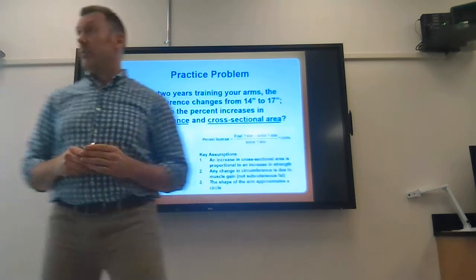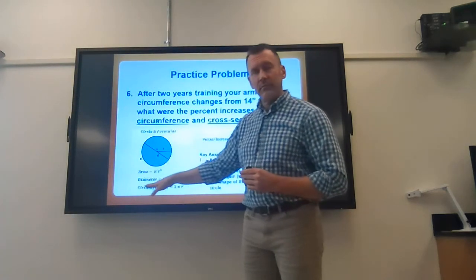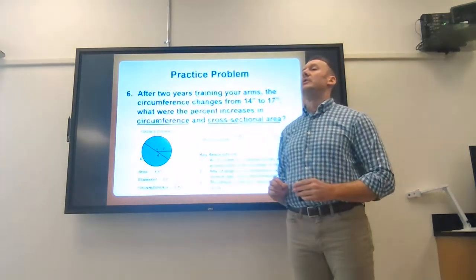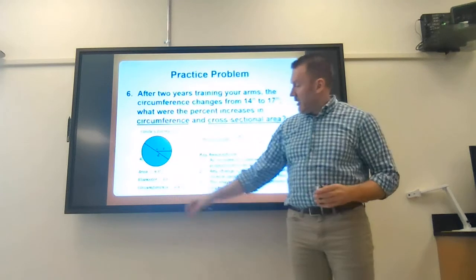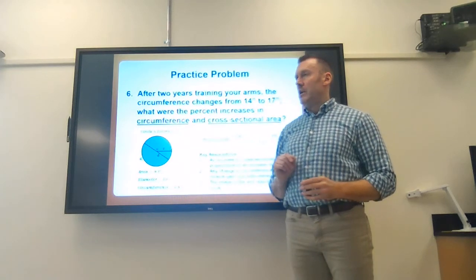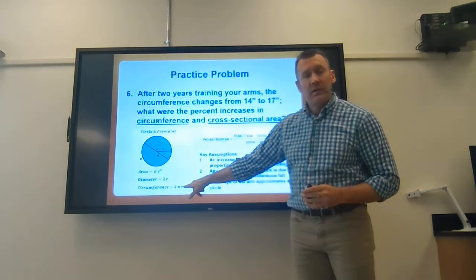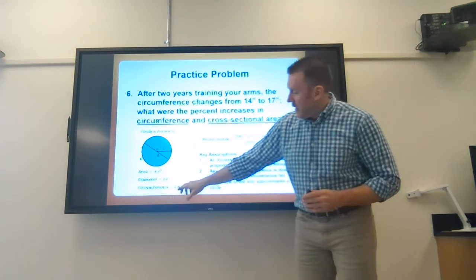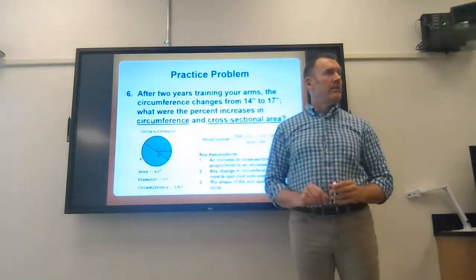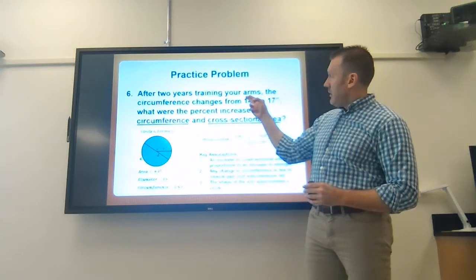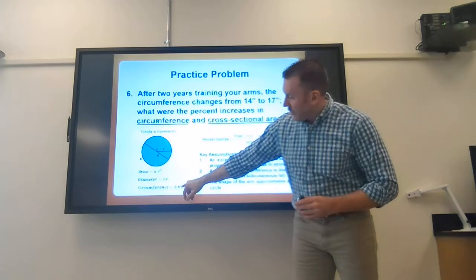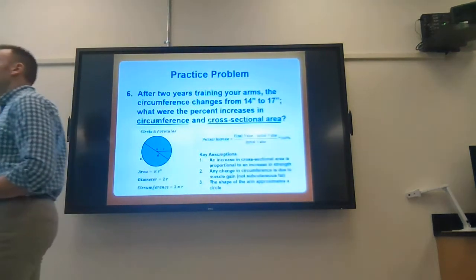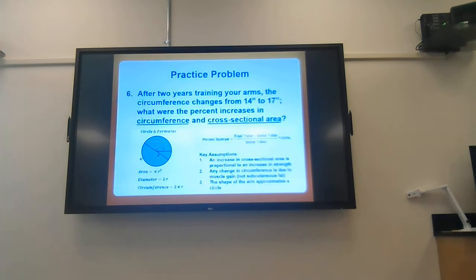Okay, so the first thing, what are we given? We're given circumference. Circumference is equal to 2 pi r. What is pi equal to, everybody? 3.14 is equal to pi. Okay, so tell me, can you solve for the radius in each case, given that we know circumference? And we know that circumference is equal to 2 pi r. So that's what I want you to do next. I want you to take each of these 14 inches and 17 inches and solve for the radius in each case. So in other words, divide circumference by 2 pi to solve for the radius in each case.